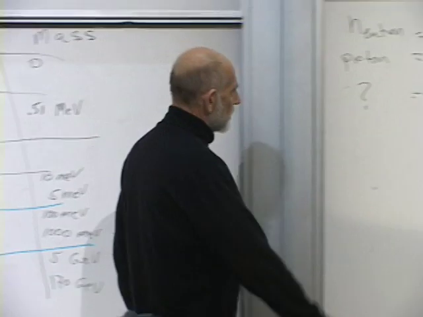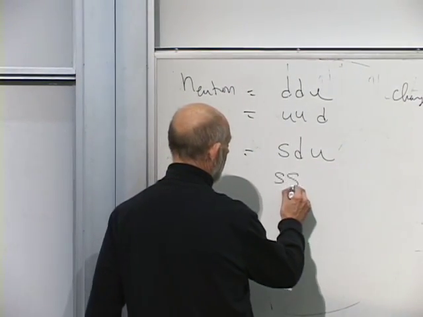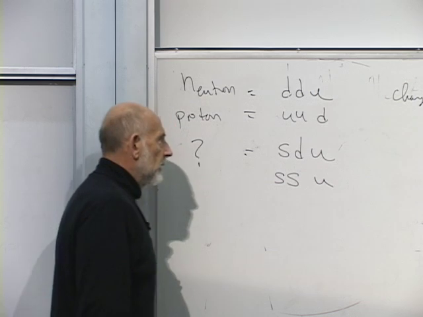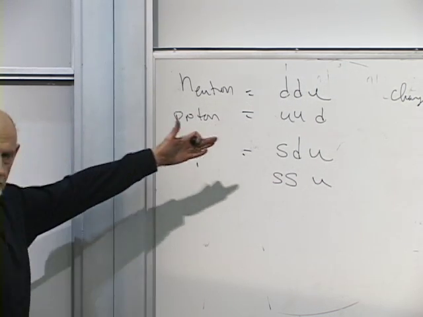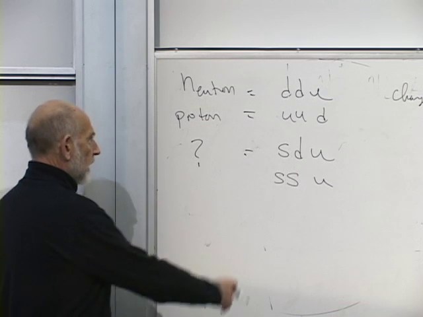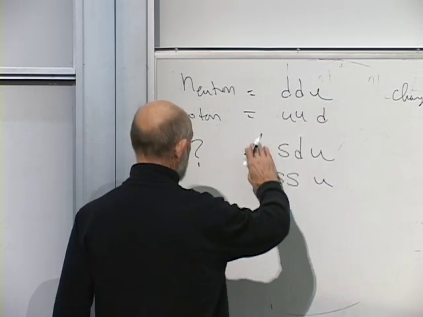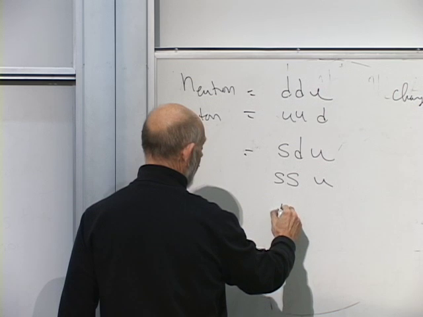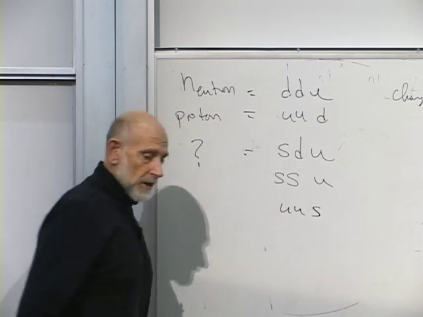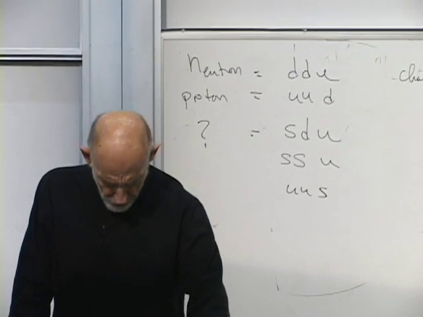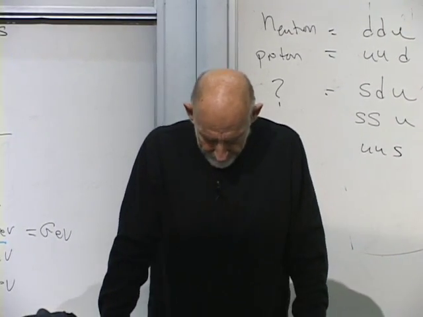Likewise, you can put in two strange quarks and an up quark. What is the charge of that one? Same thing, charge neutral again. And likewise, for the proton, you can replace it by up, up, and strange. So there are all these strange baryons.